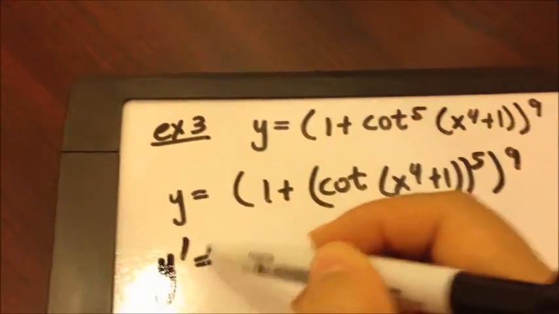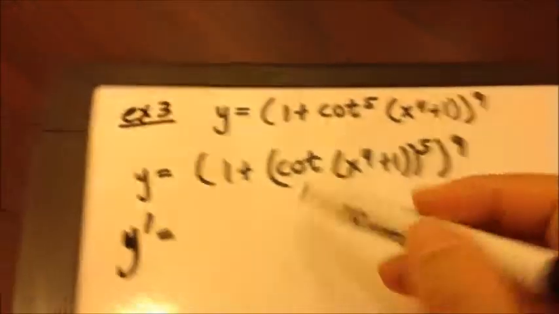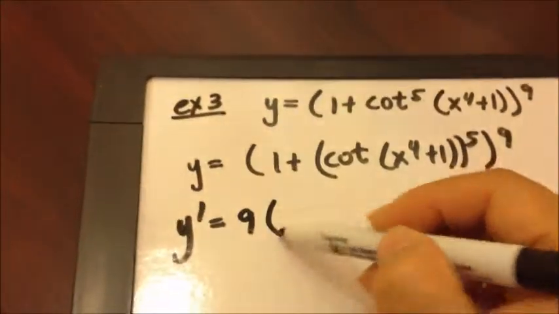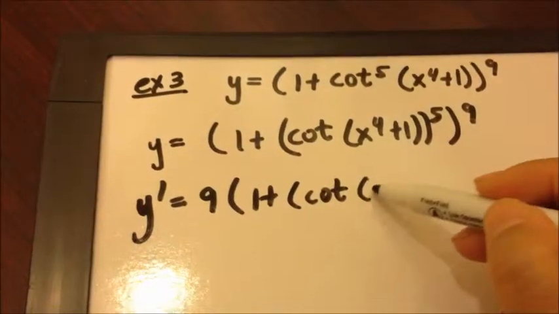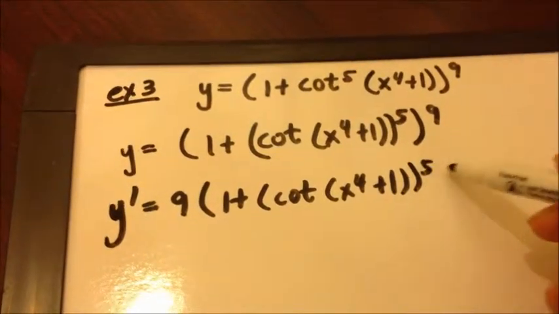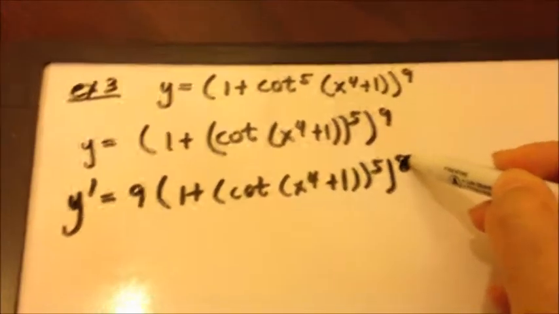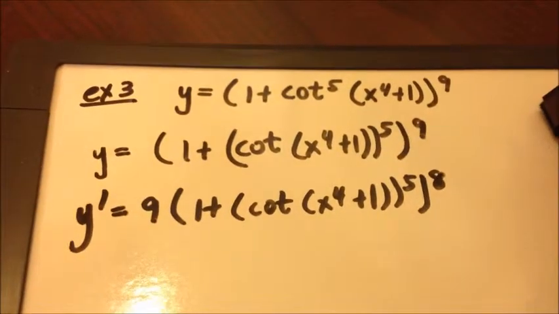So y prime equals. So the first layer of this is bringing the 9 down. So if I bring the 9 down, I have 9 parentheses, and I copy everything that's inside that parentheses part of it. So x to the 4th plus 1 to the 5th power, and then minus 1 will give us 8 right there. Okay? Now, I'm going to erase this so you can kind of see where the layers happen.